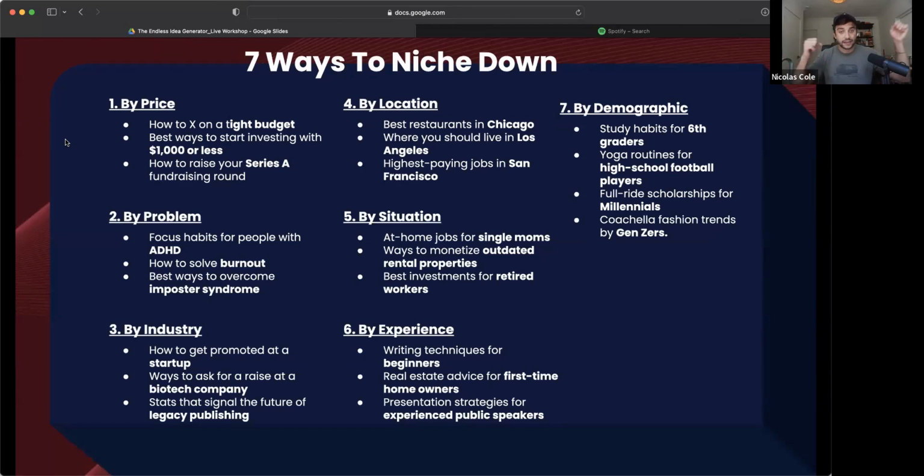So if we stick with the LA to Miami example, right? By price, here's how to move from LA to Miami for under $5,000 all in, right? Here's how to do it for less than $5,000. By problem, here's how to move from LA to Miami if you want to do it in 3 days, not 7 days. Like, oh, okay, well, that's a different problem. I got to get there in 1 weekend. How do I do it, right? By industry, here's how to move across the country if your company isn't willing to give you time off to move. Oh, that's a different problem, right?